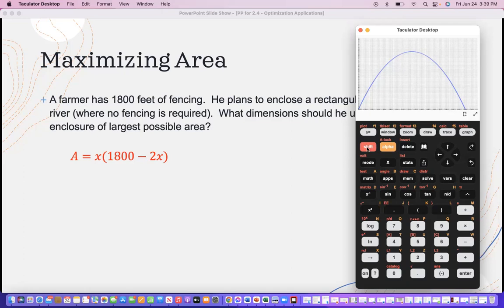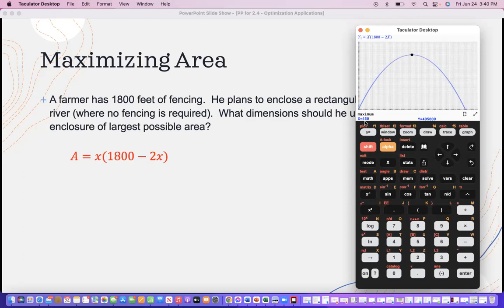So I am going to hit Shift Calc, go to maximum again. Left boundary, we'll hit enter, go to the right, enter again. And then sometimes you might have to hit enter one more time. It'll say guess, and then you have to guess, but you're not really guessing. I don't know why they have that there, but for whatever reason, you have to hit it one more time.